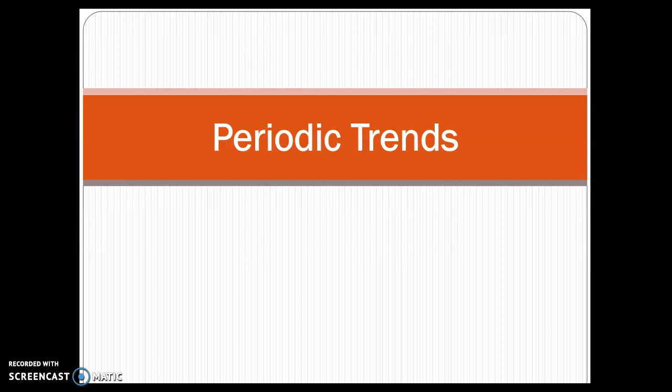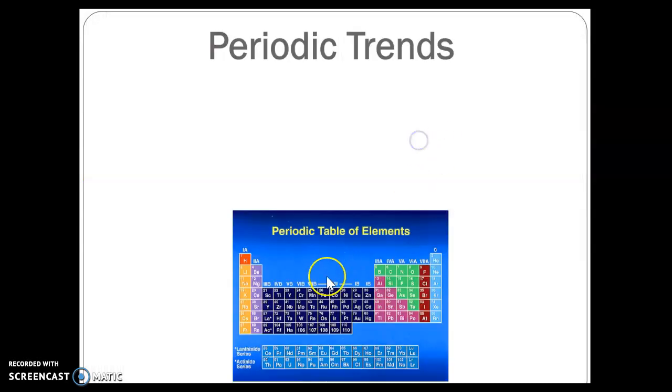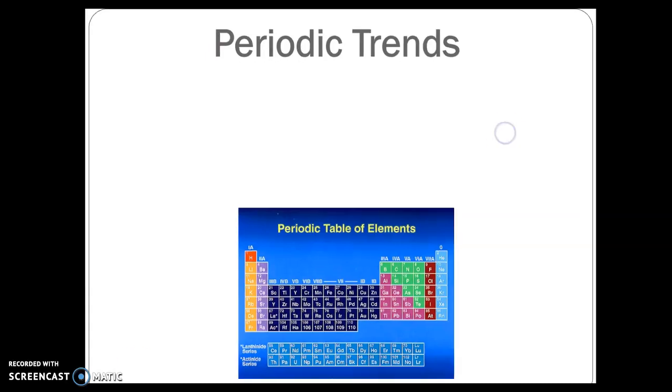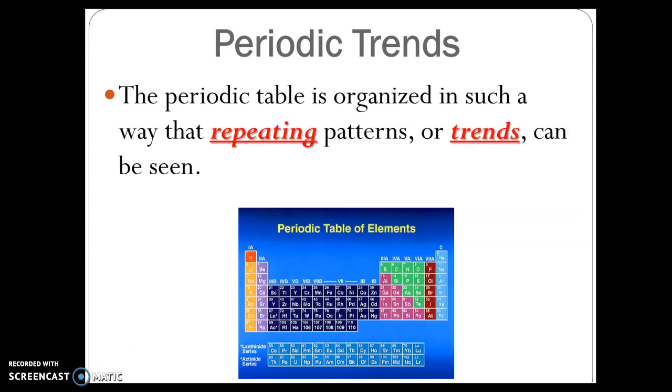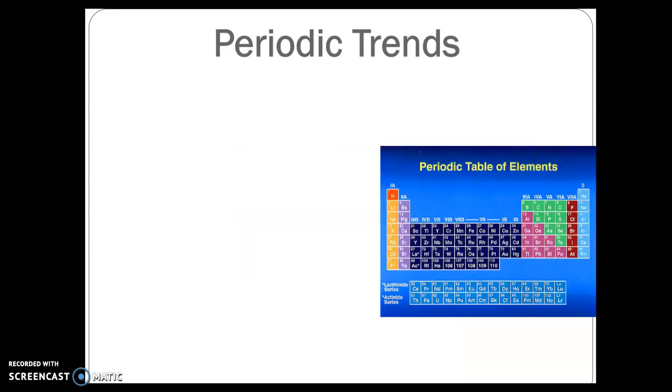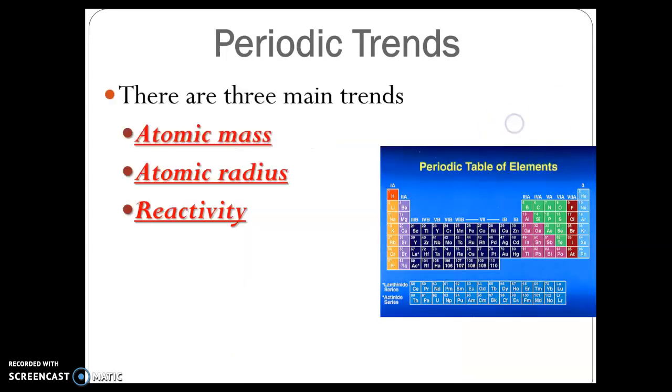So periodic trends, guys. And again, I'm going to try to wrap this up in 15 minutes. So the periodic table, there are several trends within it. So repeating patterns. And this is going to be very helpful because it allows you to predict what might happen with something. All right, so there are three main trends. They are atomic mass, atomic radius, and reactivity.